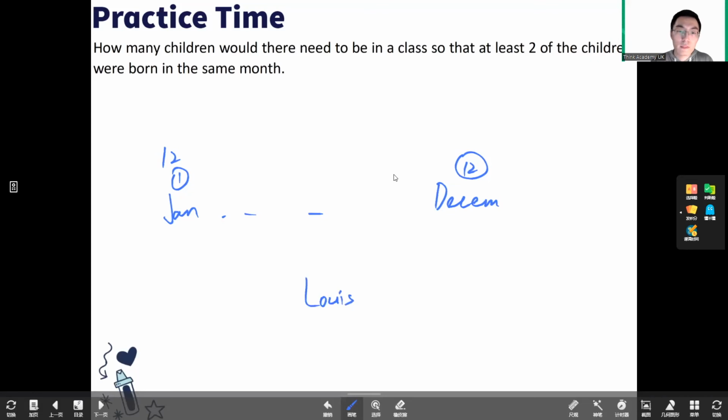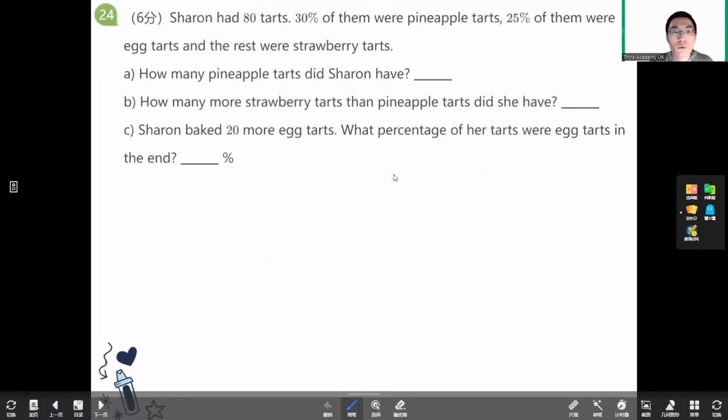Yep. Lewis, no matter which month he was born in, will fulfill this at least 2. Yeah, if he was born in January, then we can say there are 2 children born in January in the same month. So problem solved. The answer is a layer of 12 children plus the 1 chosen one, which is 13. Okay. Moving on to question number 24.